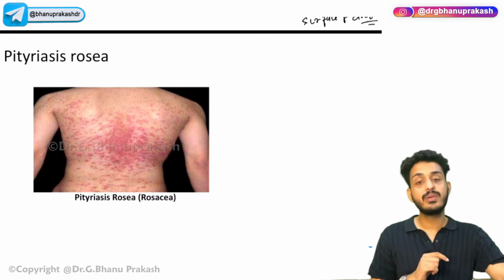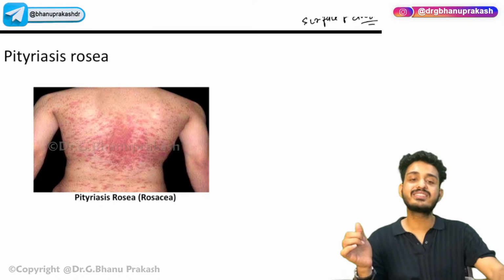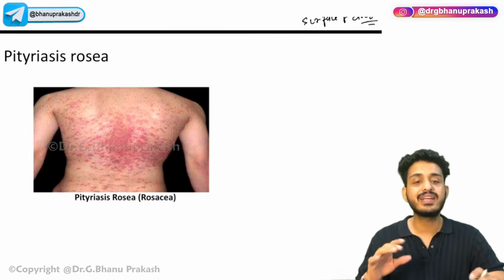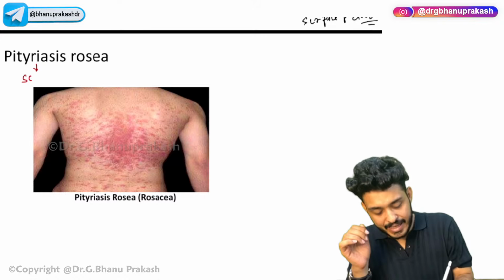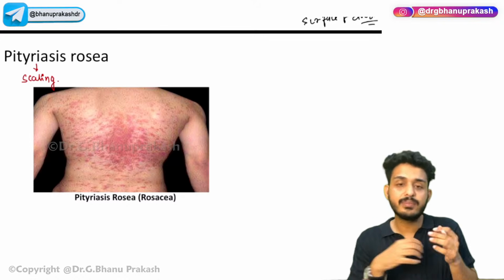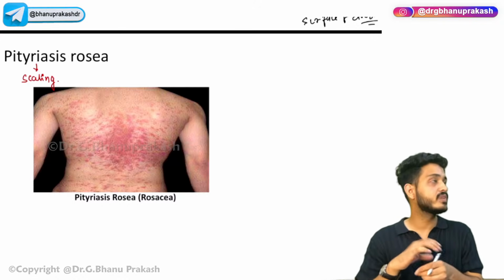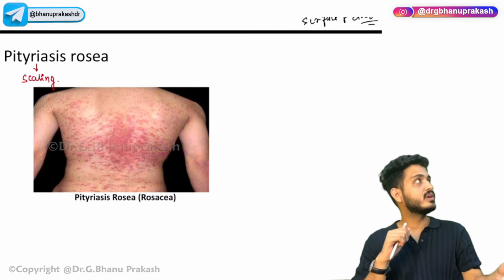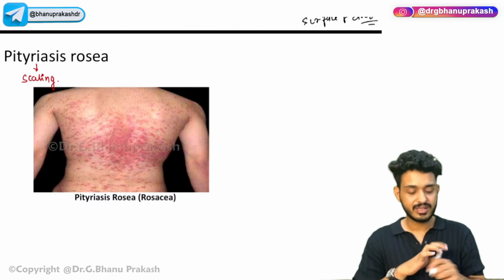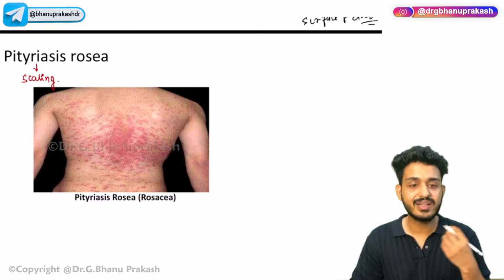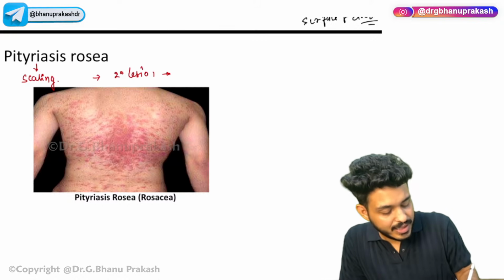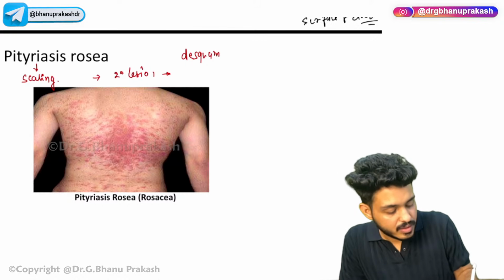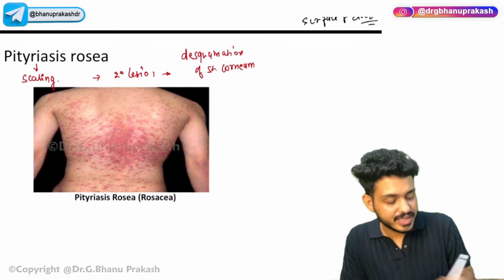First of all, whenever you look at the term pityriasis, what is the meaning, children? The meaning of pityriasis is scaling. Just try to understand the meaning. And what is the meaning of scaling? Scaling is a type of secondary change, a secondary lesion that we have already discussed. There will be desquamation of stratum corneum.